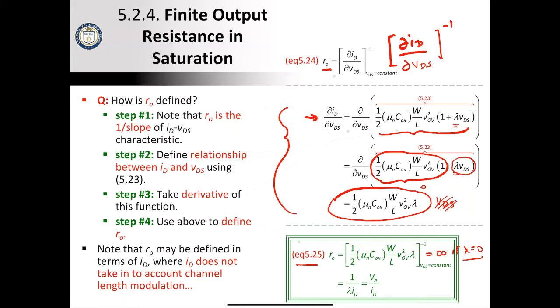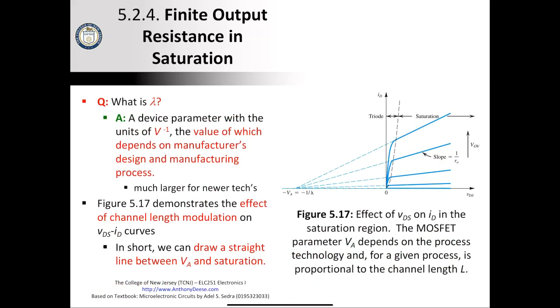So there are three different ways we can define channel length modulation. We can define it in terms of a lambda value. We can define it in terms of an R out value for the voltage controlled current source. And lastly, we can define it in terms of this VA, which is shown right here. So what does VA represent? It represents this point here.